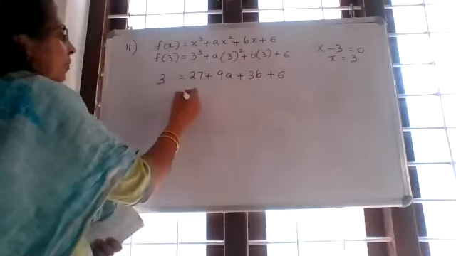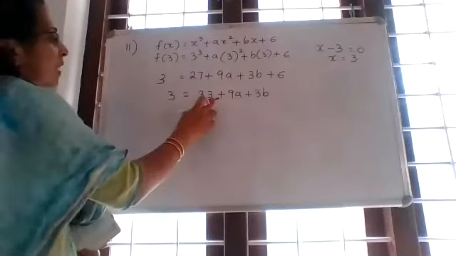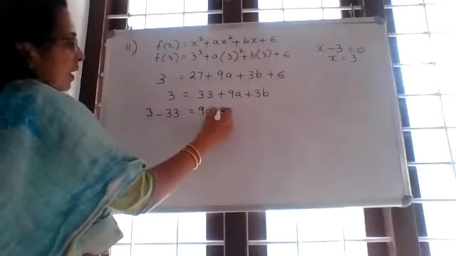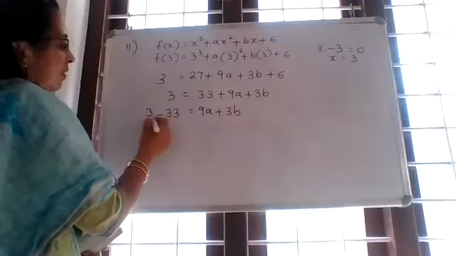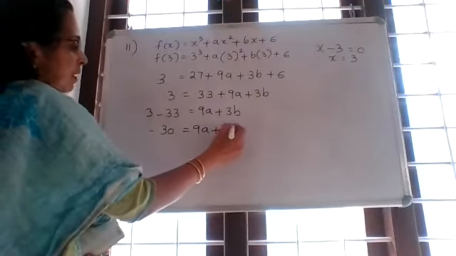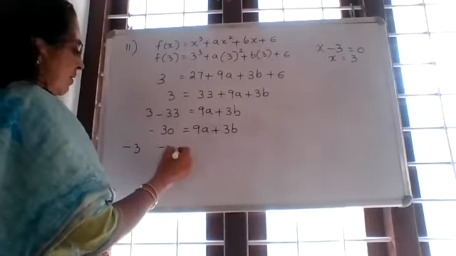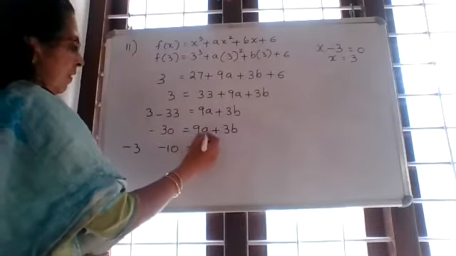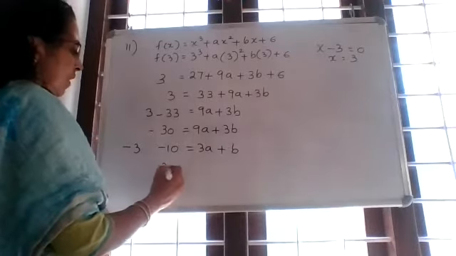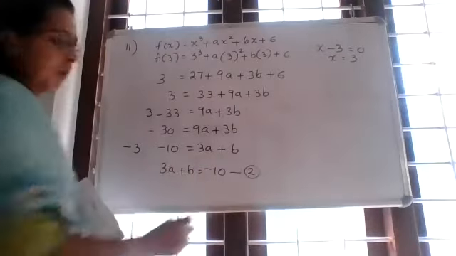So what will be? 33. Then 33 to the left side means minus 33. So 9a plus 3b. So 33 minus 3 is 30. Negative 30 is equal to 9a plus 3b. Here also we can divide throughout by 3. So it will be negative 30 by 3 is negative 10 is equal to 9a divided by 3 is 3a plus 3b divided by 3 is b. So we can write it as 3a plus b is equal to negative 10. Let it be equation number 2.